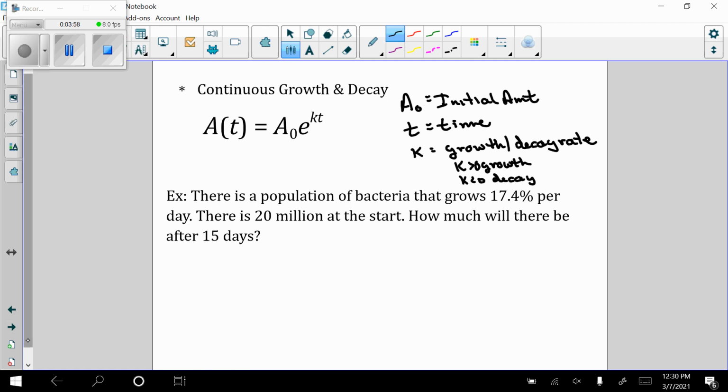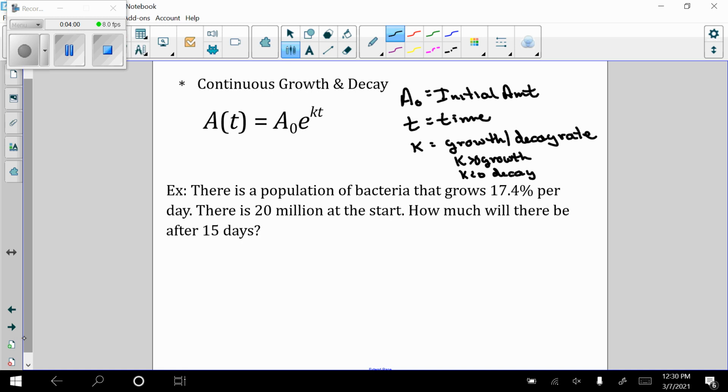Okay, so example number 1. There's a population of bacteria that grows 17.4% per day. There's my growth rate. There's 20 million at the start. There's A sub 0. How much will there be after 15 days? So this is a pretty basic one. A sub 15. And there's no reason to put all the zeros. Just remember your answer is going to be in millions. So I'm just going to use 20 here.